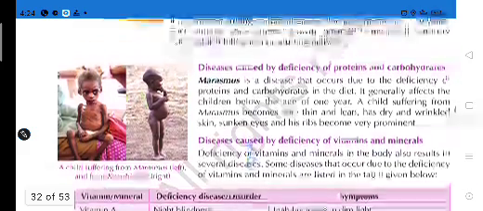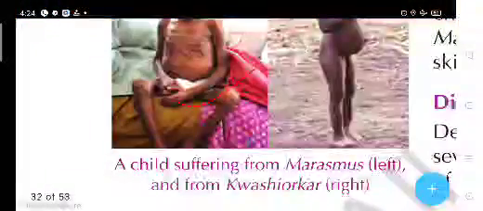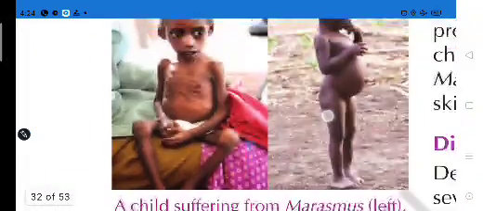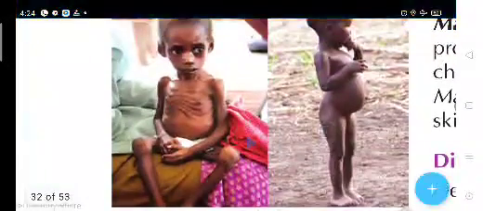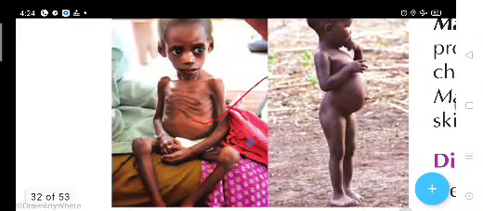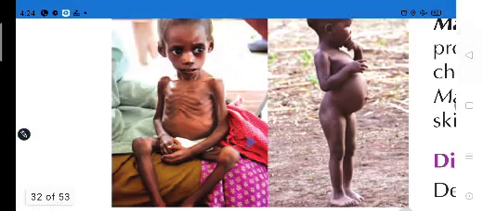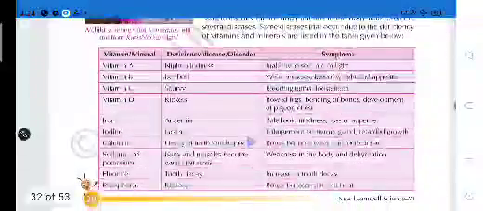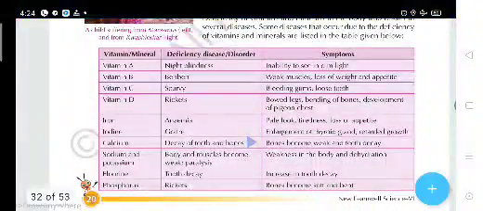This picture shows these symptoms. This child is suffering from marasmus disease. You can see the thin limbs, the thin ribs. So students, you must eat a balanced diet so that you can prevent yourself from the different deficiency diseases.